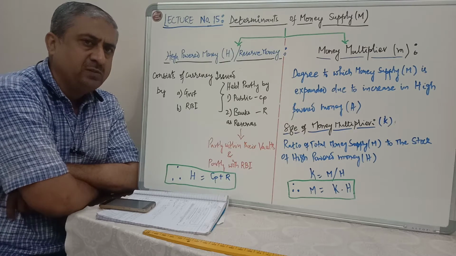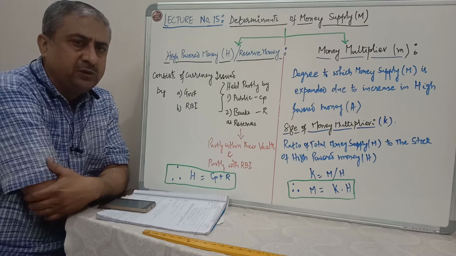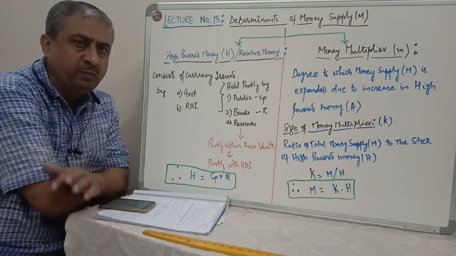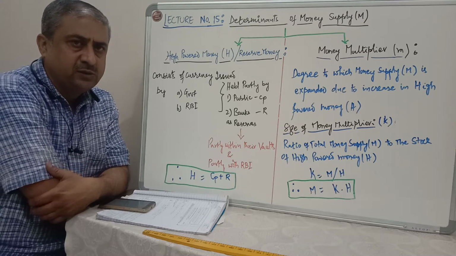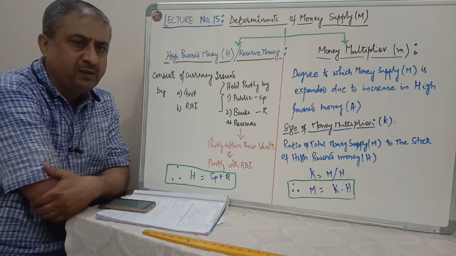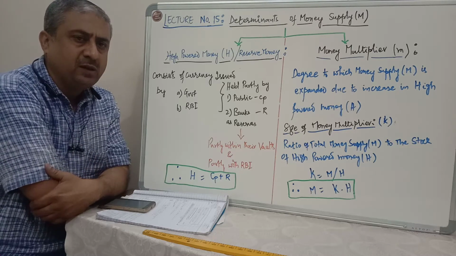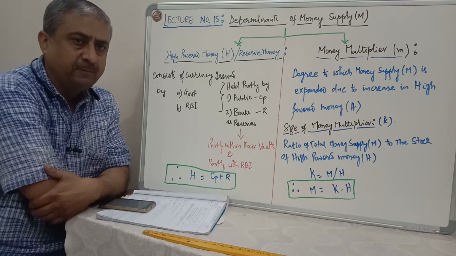Now, how do you determine how much money is required to be pumped into the system, to be printed, to be minted? How do you decide? What are the determinants of money supply? There has to be certain mechanism by which you can decide about the quantum of money to be supplied.